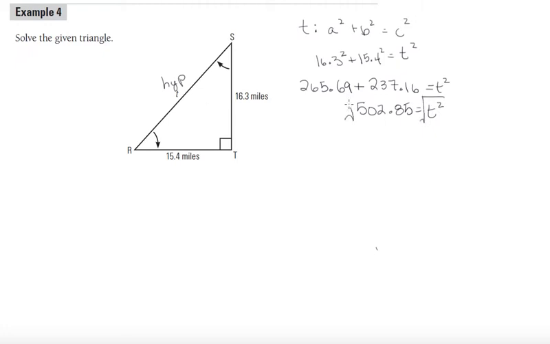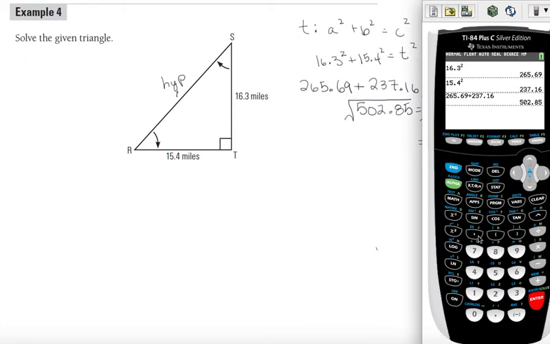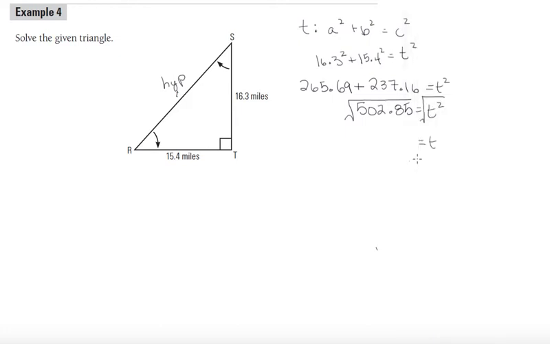In a Pythagorean theorem question, the last thing we always do is take the square root. So t is equal to, and our square root button's right here, the square root of 502.85 is 22.42. Let's do what we've been doing before to the nearest tenth, so 22.4. So this is 22.4, and that's miles. So that's how long t is. So this is 22.4 miles.